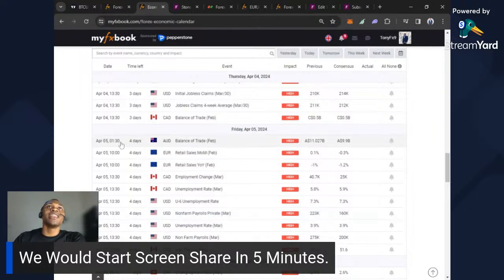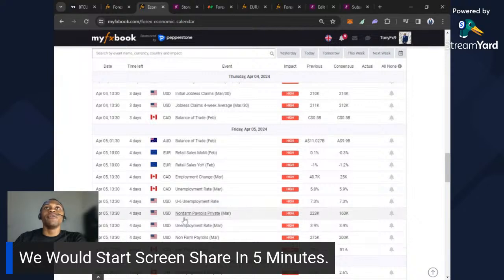Then early Asian session 1:30 a.m., we have balance of trade for the Australian dollar, which has to do with total imports minus total exports. Okay, the same explanation I had for the Canadian dollar. Then retail sales month over month and year over year. I already explained this previously. Employment changes, unemployment rates, and then all this.